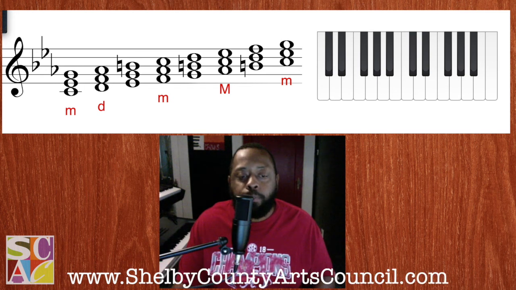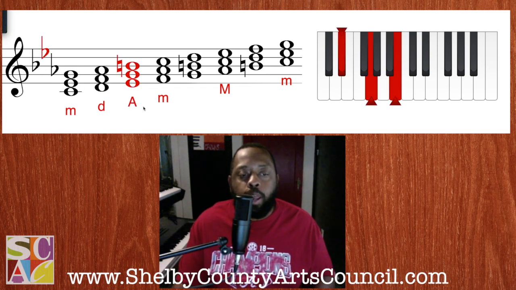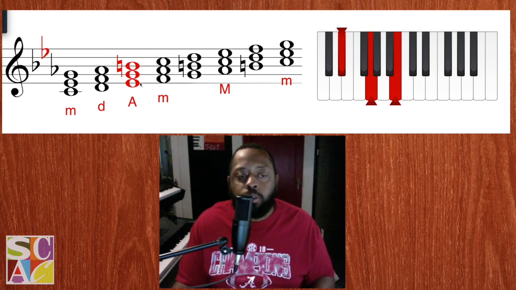So let's begin. The first triad we're going to look at is this one. This is called an E flat augmented triad. Let's do some more analyzing about this triad. The A stands for augmented. Now let's look at the triad itself. From E flat to G is a major third. From E flat to B natural is the augmented fifth.